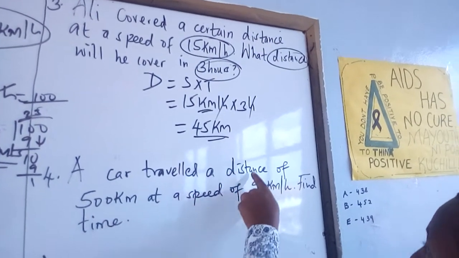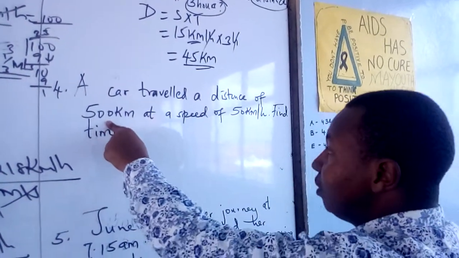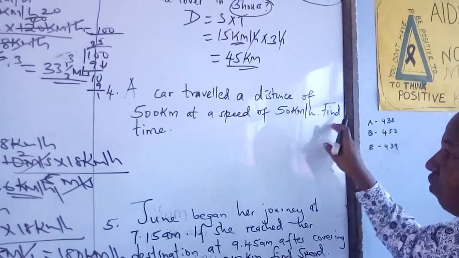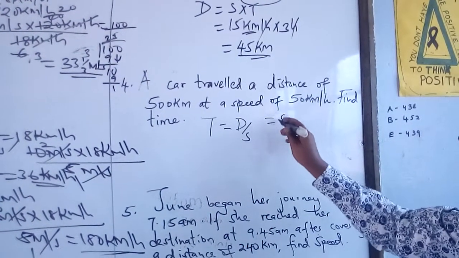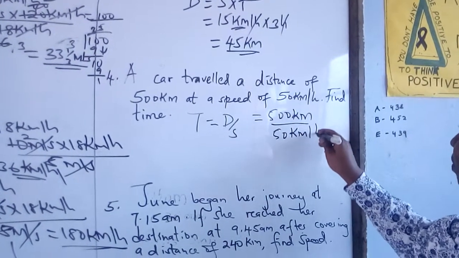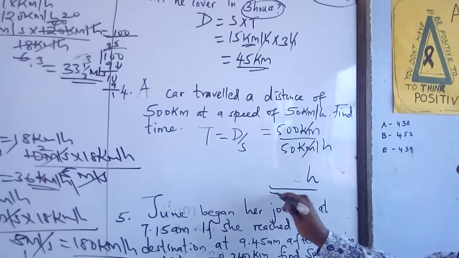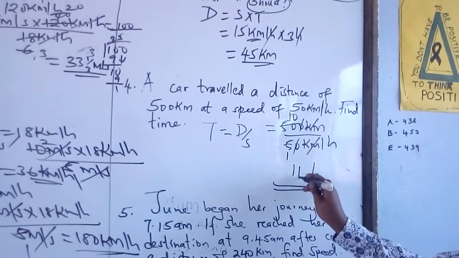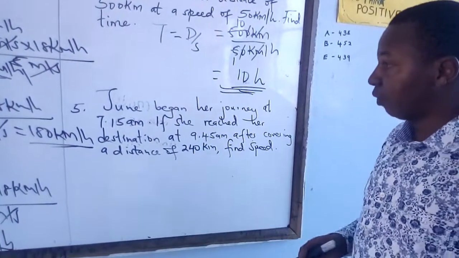A car traveled a distance of 500 kilometers at a speed of 50 kilometers per hour. The question is, find time. We have said time is equal to distance over speed. Our distance is 500 kilometers. Our speed is 50 kilometers per hour. Kilometers cancels kilometers, so we are left with hours as our unit. Then 0 cancels 0, 50 divided by 5 is 10. So it means that car will take 10 hours.